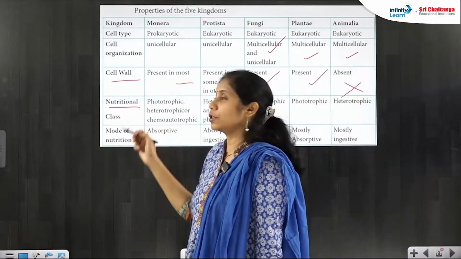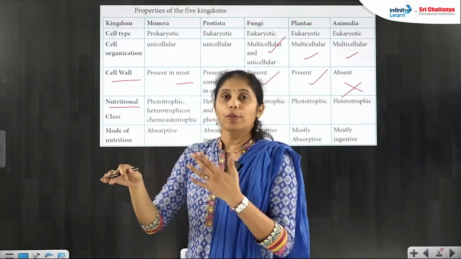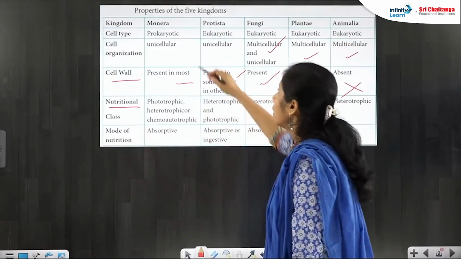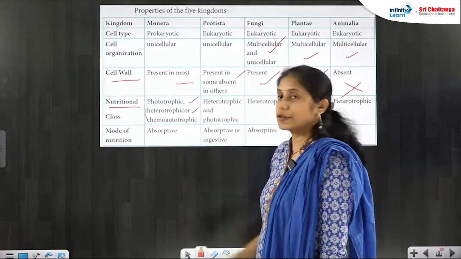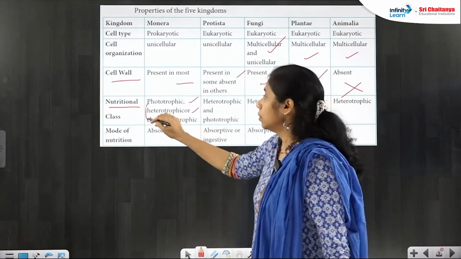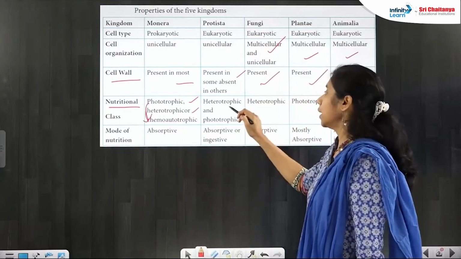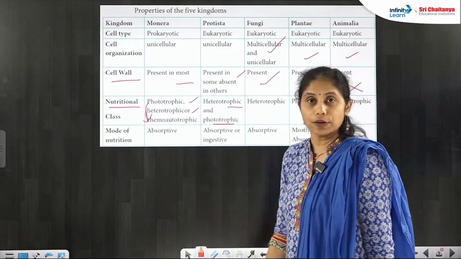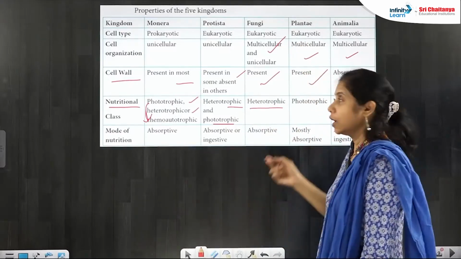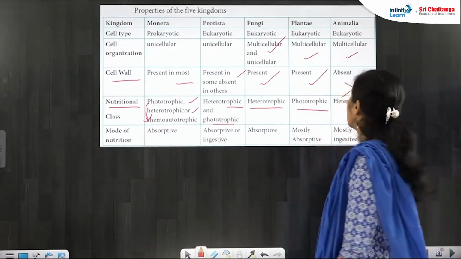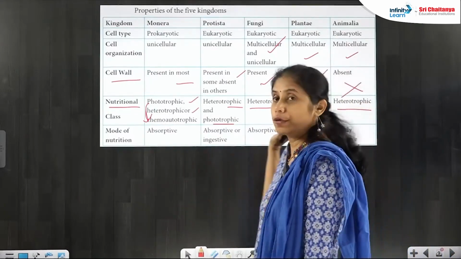Next point is nutrition, mode of nutrition, whether it is autotrophism, phototrophism, chemotrophism, heterotrophism, like that. In the Monera, phototrophs and heterotrophs are there. In autotrophs, chemoautotrophs are there. This mode of nutrition will be learned further when you come here. In Protista, heterotrophism and phototrophism are also there, autotrophic as well as phototrophic. Fungi all are heterotrophs, plants all are autotrophs, and animals all are heterotrophs.